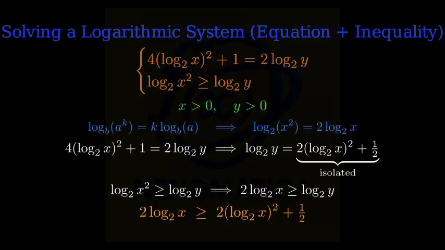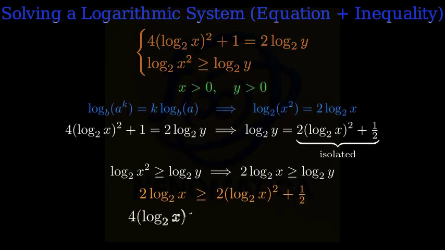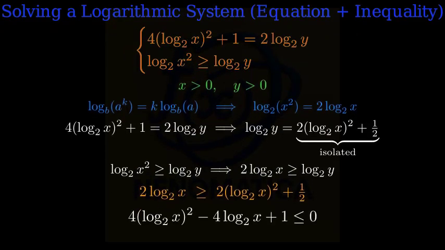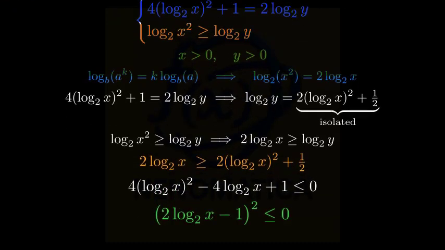Move all terms to one side and clear the fraction to see the quadratic shape. Multiply by 2 and rearrange. 4 times the square of log base 2 of x minus 4 times log base 2 of x plus 1 is less than or equal to 0. This is a perfect square: the quantity 2 times log base 2 of x minus 1, all squared, is less than or equal to 0.